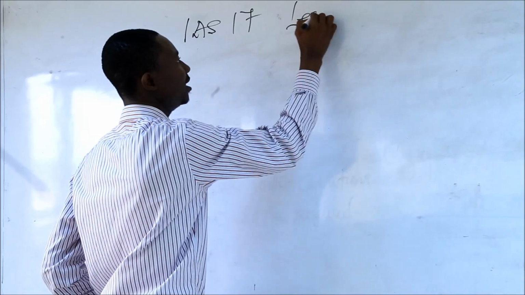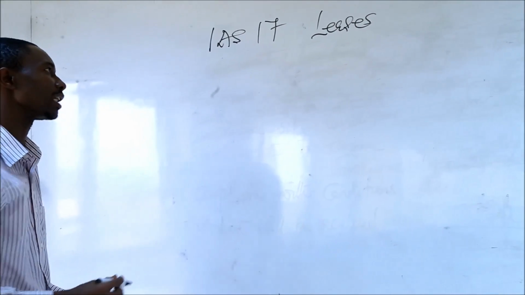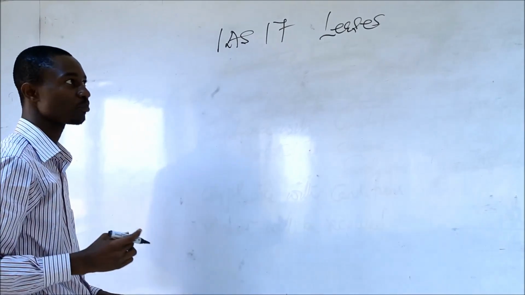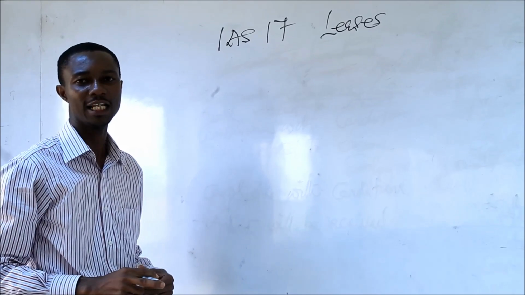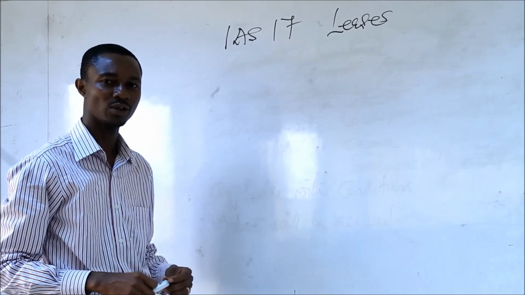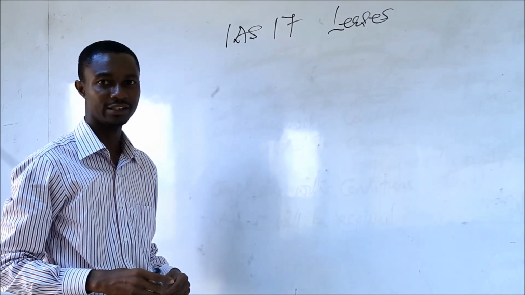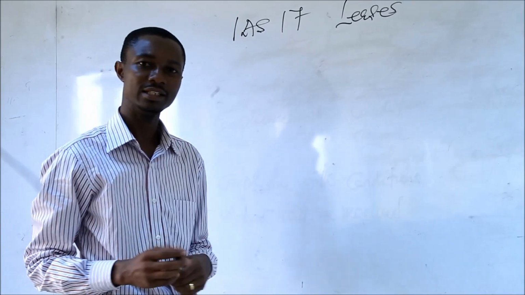Hi, today we are looking at IAS 17, which is on leasing. So leases. Today we'll look at what leases are. We'll try to explain the different types of leases, and then we'll also try to show the accounting treatment of each of the various classes of leases. Now let's first answer the question, what is a lease?